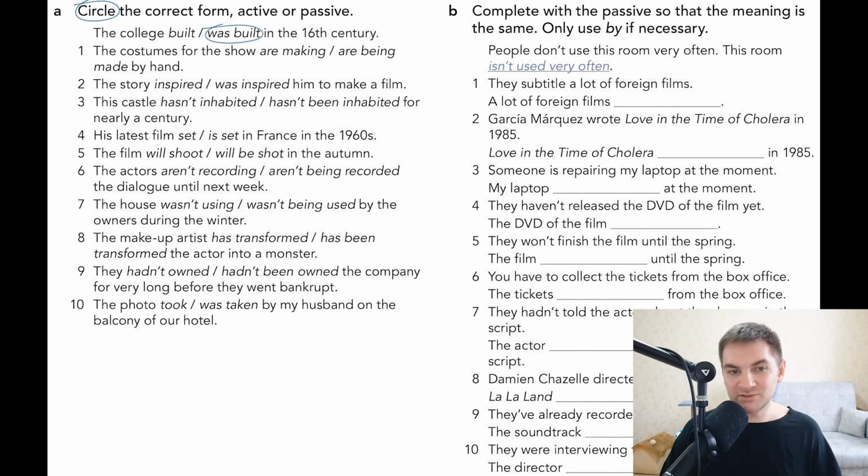Active: People don't use this room very often. So what's the object? This room. That becomes our new subject. The passive version: This room isn't used very often. Notice we didn't say by people, it's not necessary here, it's obvious, right?